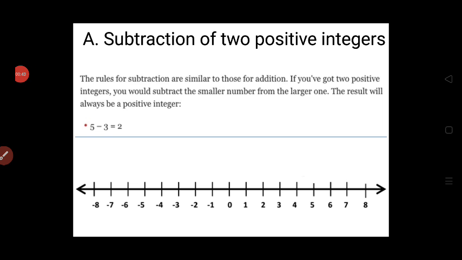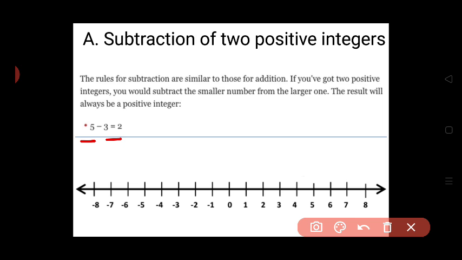The first one is subtraction of two positive integers. The rules of subtraction are similar to those for addition. If you have two positive integers, you subtract the smaller number from the larger one. The result will always be a positive integer. So here are given two numbers, and these two are positive integers. When we subtract positive integers, the result will also be positive, that is 2.